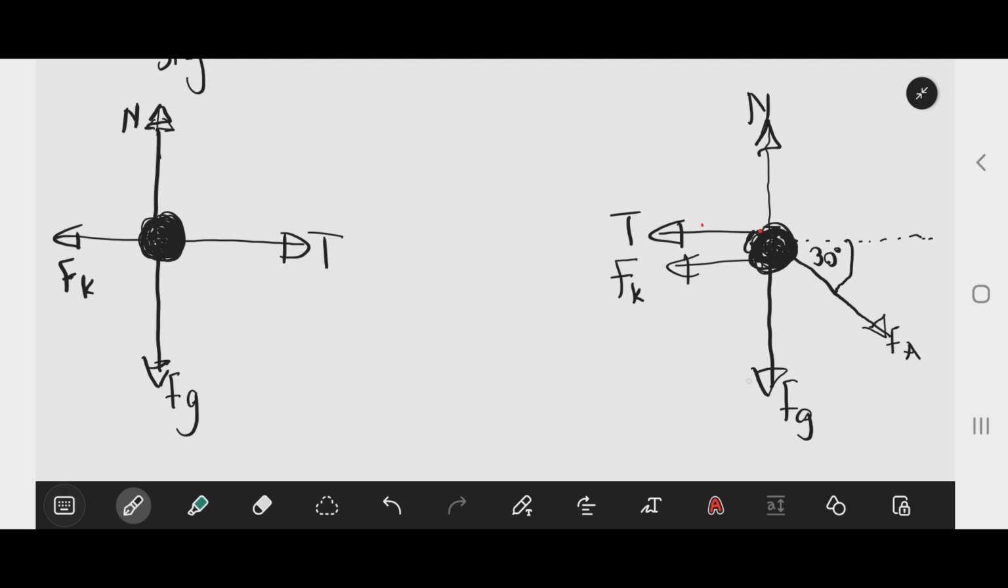Okay, so there's no need to resolve these forces. But looking at F applied, it is applied at an angle of 30 degrees from the positive x axis, which is clockwise from the positive x axis. You can see that that is 30 degrees. So it is not applied in the x direction or y direction, so we have to resolve this force, right?